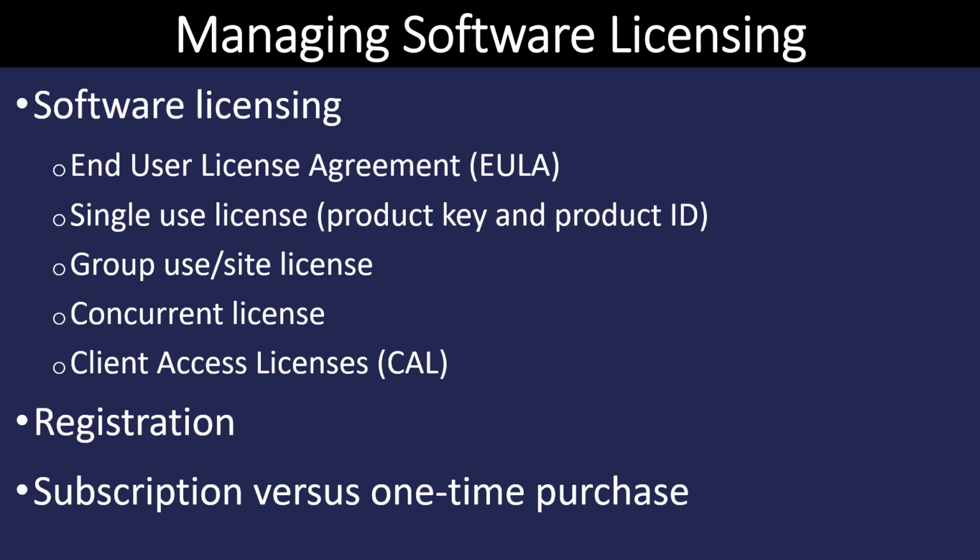A client access license is a site license for a large number of computers. These computers are usually networked, and the software that is bought under the license can be installed onto the network server so that all authorized users on the network can access it without it being installed on each individual computer. That is called a client access license.